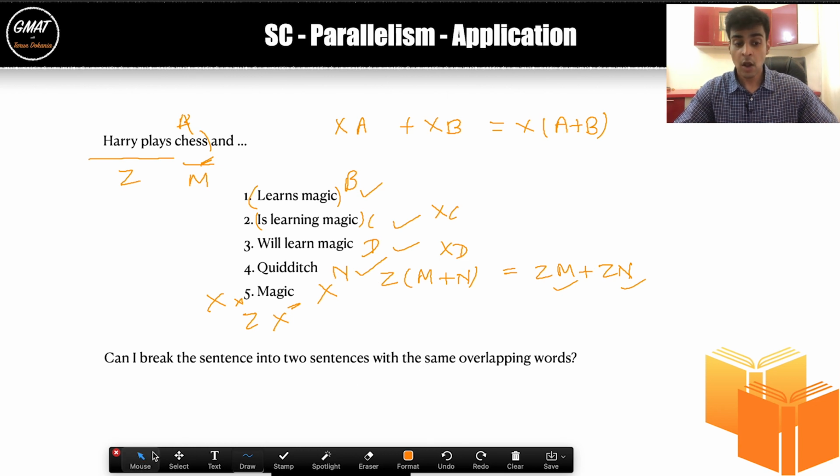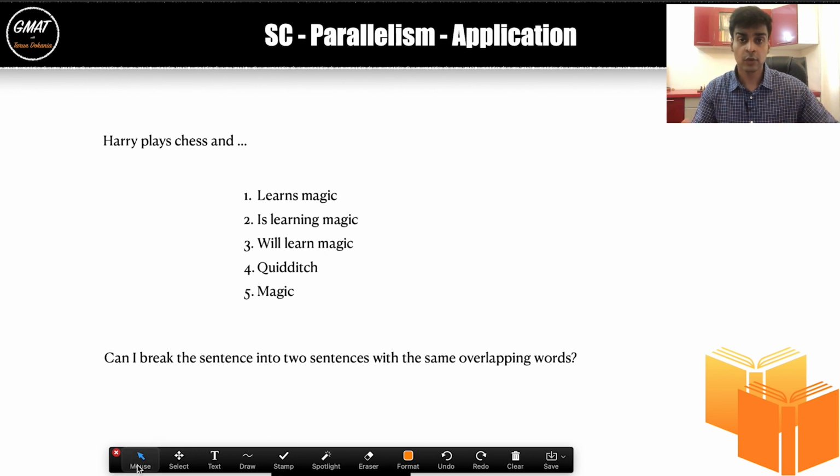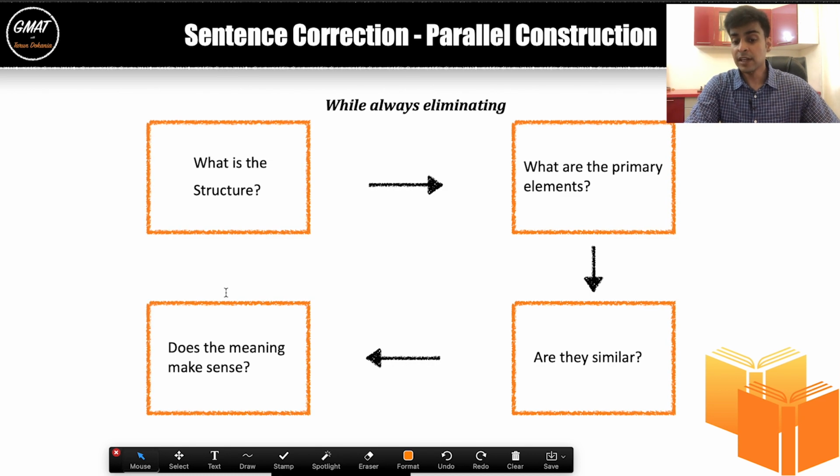Once again, can I break the sentences into two sentences with the same overlapping words? The same overlapping words being either Harry plays or Harry, depending on the meaning. If that can be done, parallel construction is solid. But I'm sure that at least some of you are thinking, I will not be able to do this in the paper, at least not in 1 minute, right? Obviously, because the sentences would be tougher, much more complicated. So at least for the easy questions in parallel construction, I must have an alternative way to go about this.